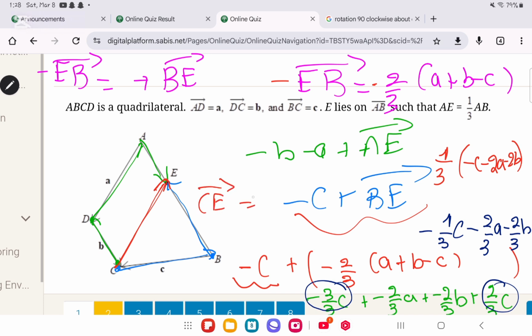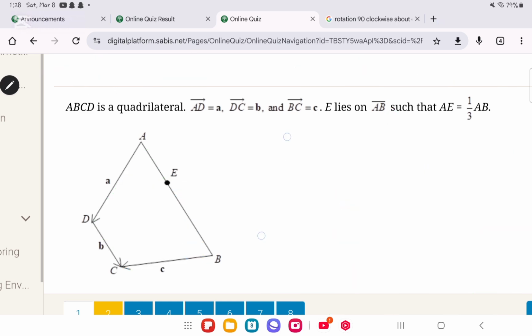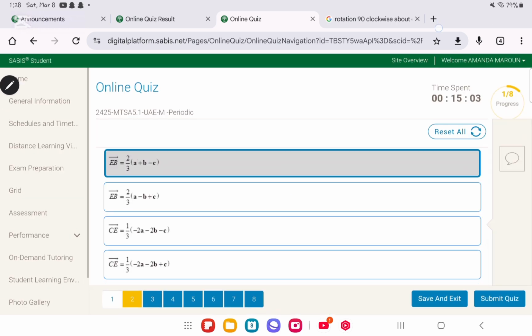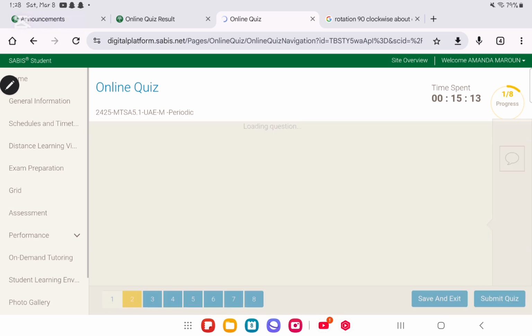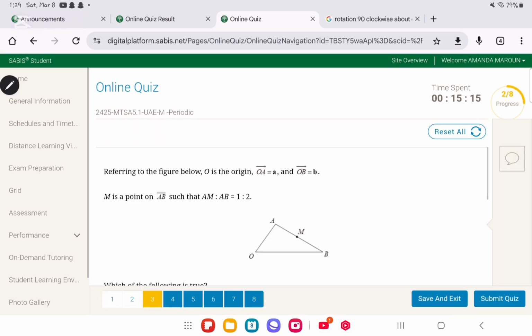So CE is equal to minus C plus BE. Very simply, we found its value to be 1 over 3 times minus C minus 2A minus 2B. If we go down and look for a similar answer, here it's plus C, so we don't take it. We will take this answer because it's 1 over 3 times minus 2A minus 2B minus C. That's pretty much it for question number 2.